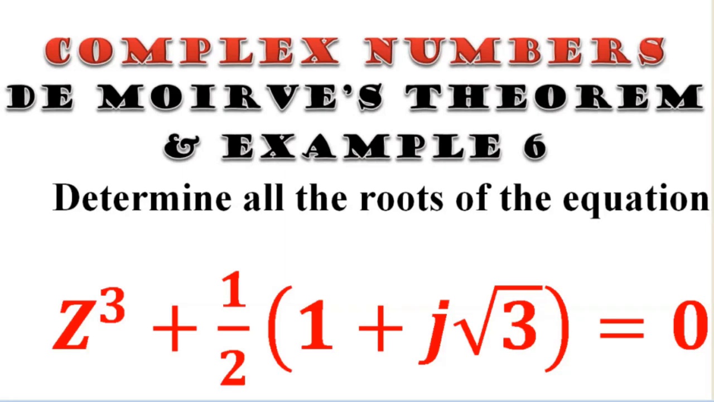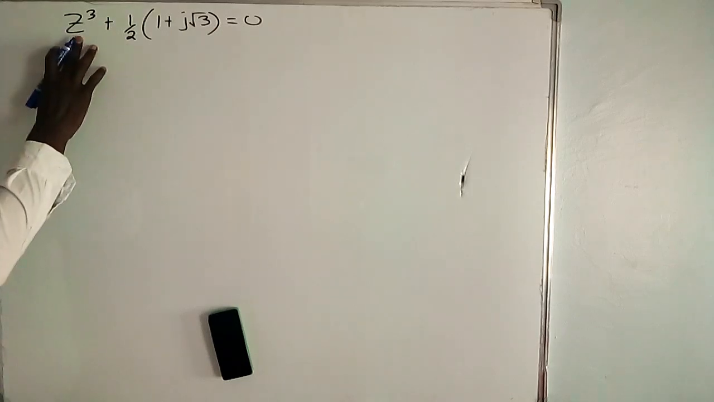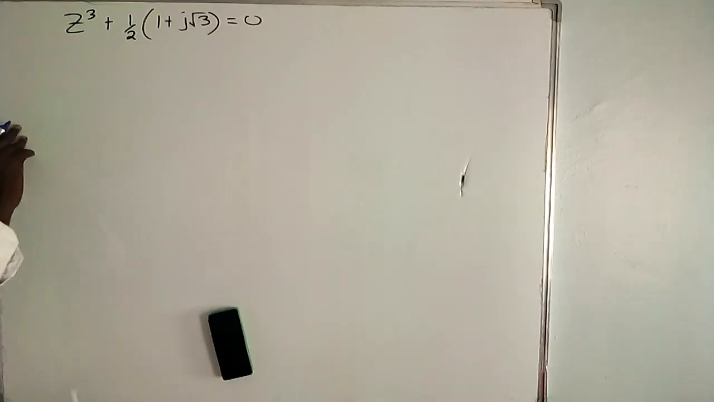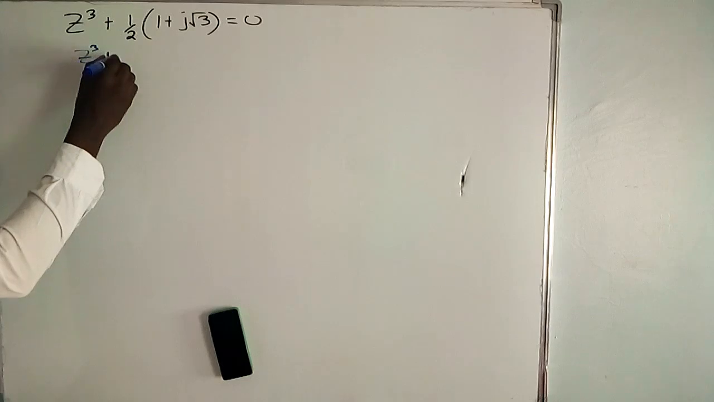Determine all roots of the equation z cubed plus a half into 1 plus j root 3 is equal to 0. Now, the first thing to do is to make z cubed the subject of the formula, isn't it? So if you make z cubed the subject of the formula, here we have z cubed plus a half into 1 plus j root 3.